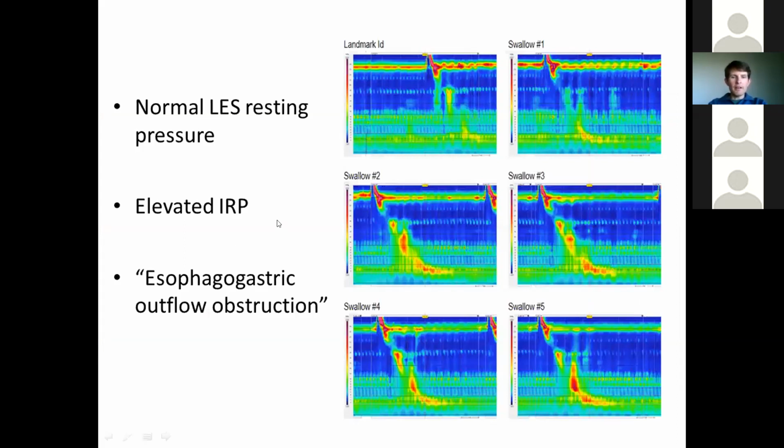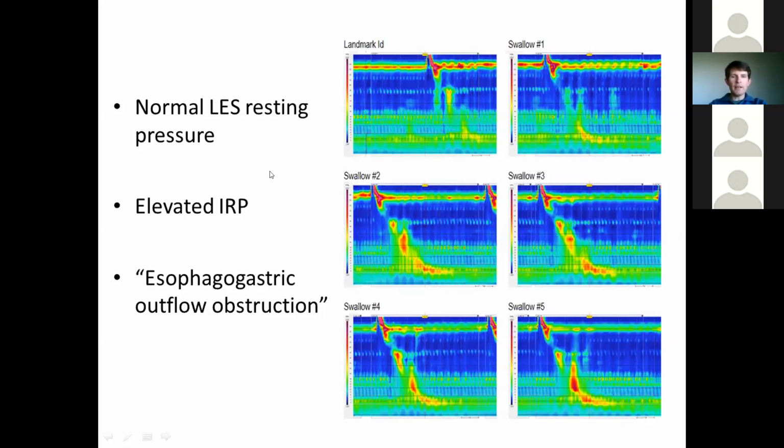In this slide, you see the normal LES resting pressure. So there's a normal lower esophageal sphincter resting pressure. However, the IRP is actually elevated, and you can tell that because graphically, when there's initiation of a swallow, you really don't see any compensatory relaxation in the lower esophageal sphincter. So you see persistent high pressure throughout that swallow, a lack of relaxation. And this gives us the diagnosis.